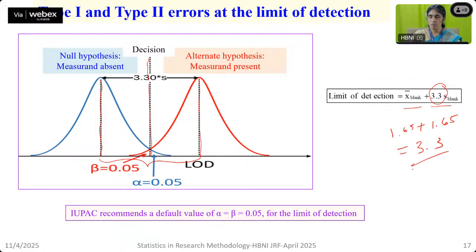The number 3.3 comes from the summation of the two areas under the curves corresponding to the normal probability distribution function having a confidence level of 95%, which is nothing but alpha of 5%, or 0.05 in fractional terms.